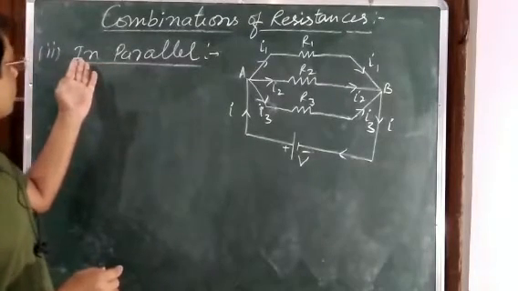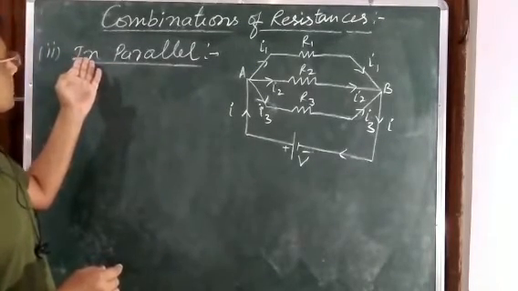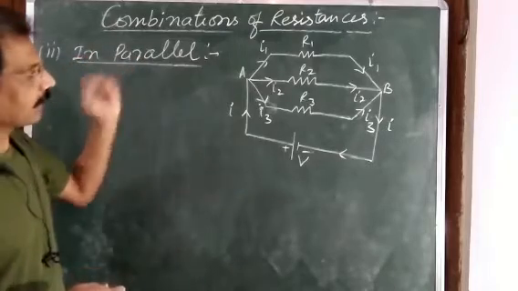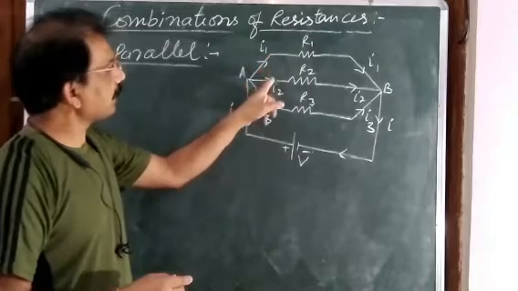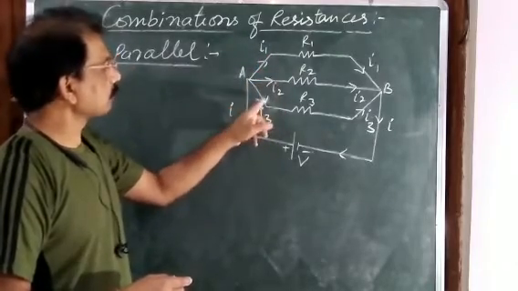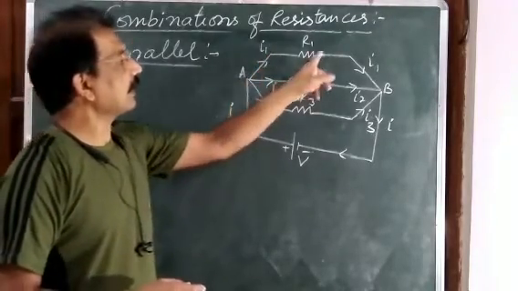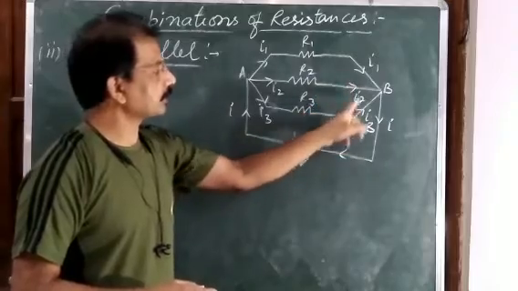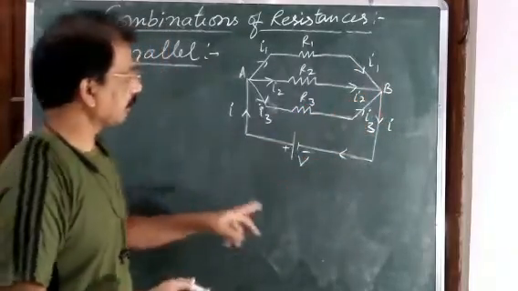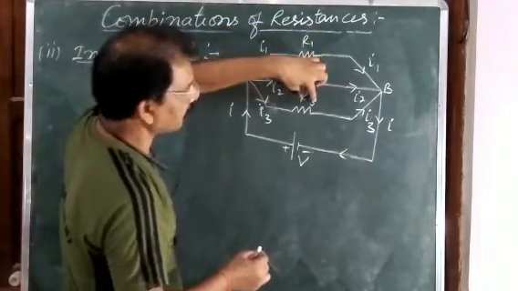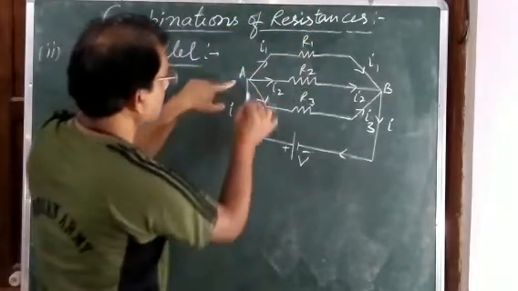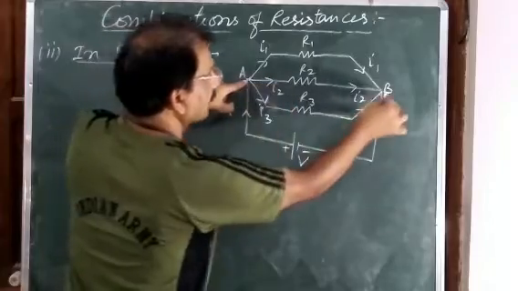Now, the second combination is what here? Combination of resistances in parallel. In a parallel combination, one end of each resistance is connected to one point and the other end of each resistance is connected to another point. For example, suppose three resistances R1, R2, R3 are joined in parallel between the points A and B.